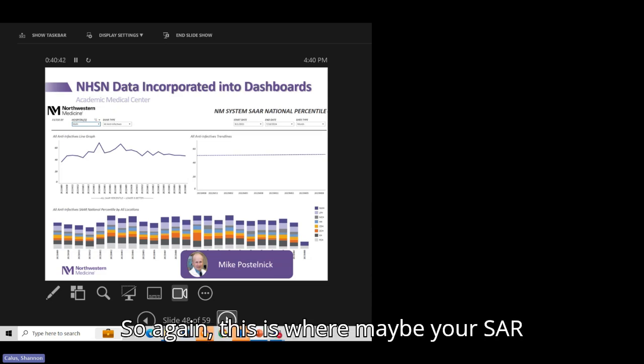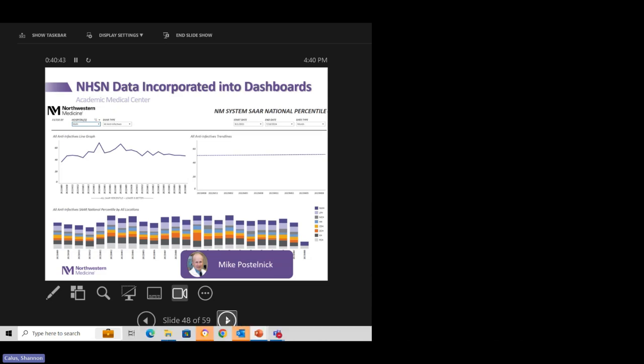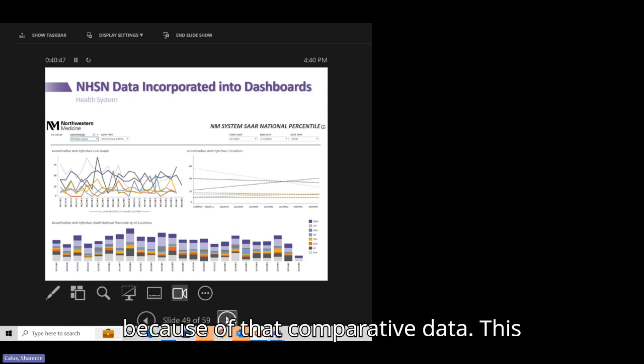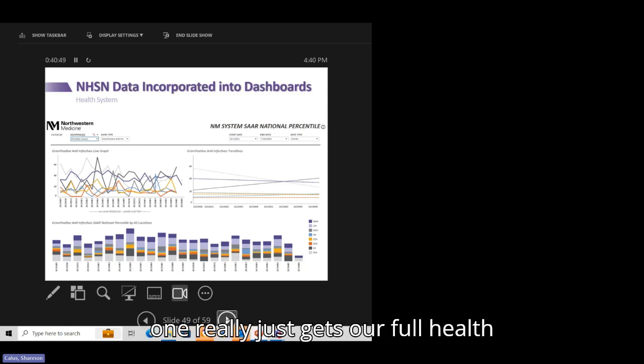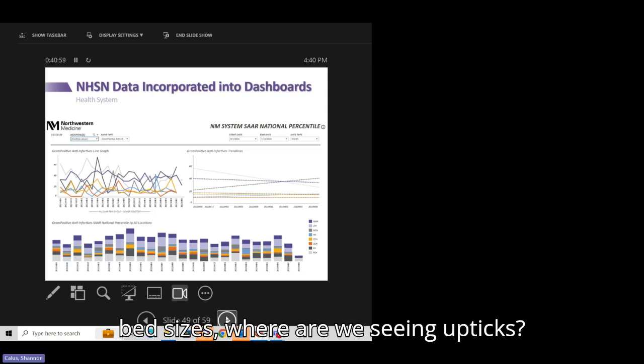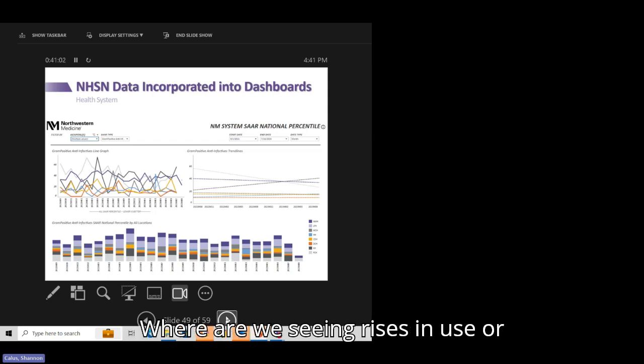So again, this is where maybe your SAR percentile is more helpful than the SAR because of that comparative data. This one really just gives our full health system. So it gives us a better sense of maybe some of the outliers within our groups, especially for institutions. So looking at similar community hospitals with similar bed sizes, where are we seeing upticks, where are we seeing rises or decreases in use compared to other reporting centers. This is something that I think we've really tried to leverage more recently to get a better sense of what should be our top intervention.